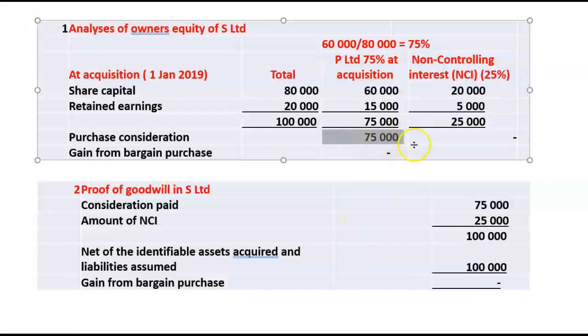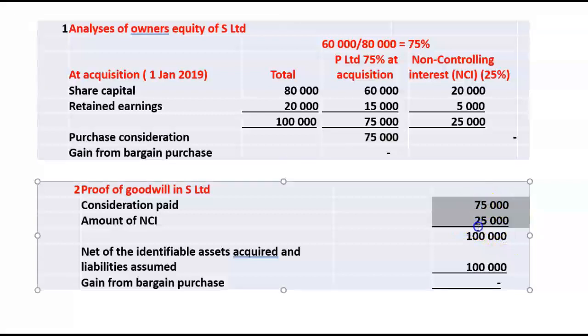He didn't pay more or he didn't pay less for his portion of the equity of S Limited that he has acquired. The proof of the goodwill: the consideration that he paid was 75,000. 25,000 belongs to outside shareholders, non-controlling interest. So the total equity that is actually held by those two parties equals 100,000 Rand.